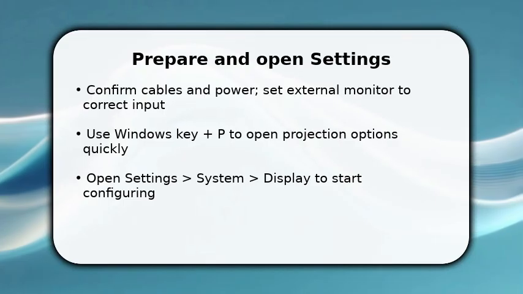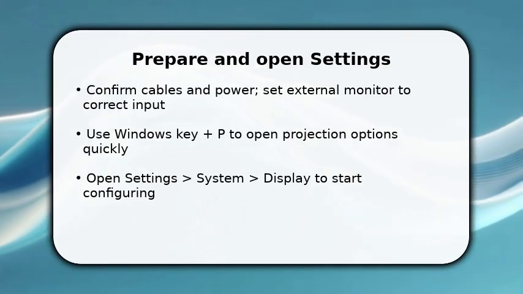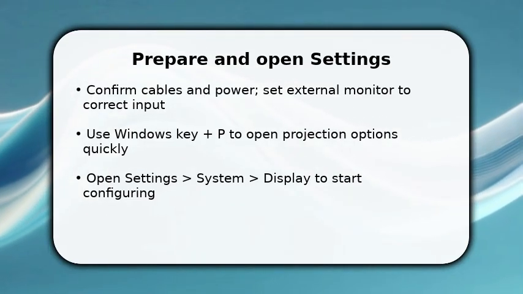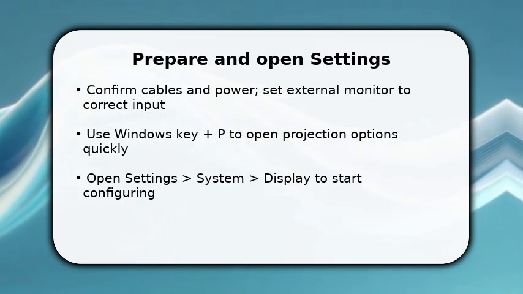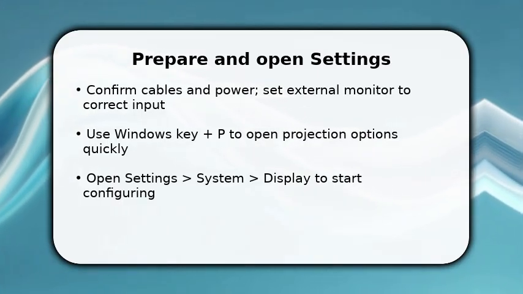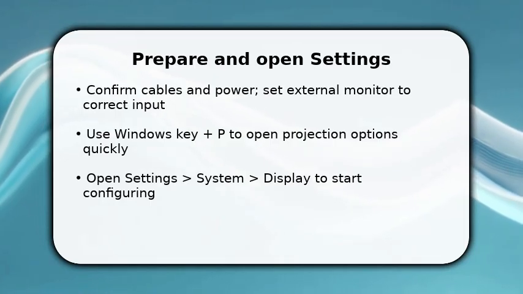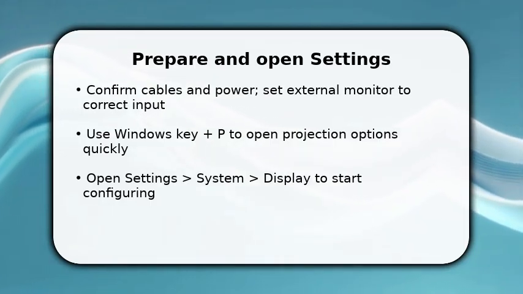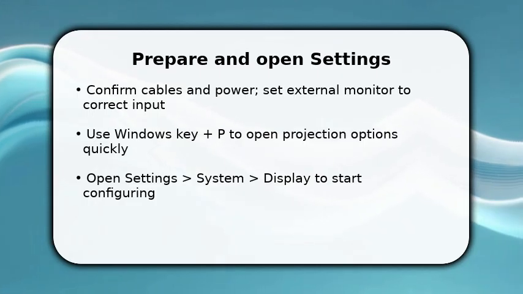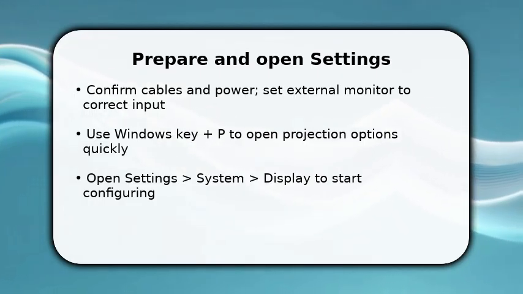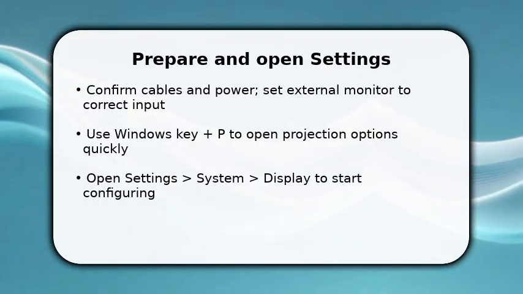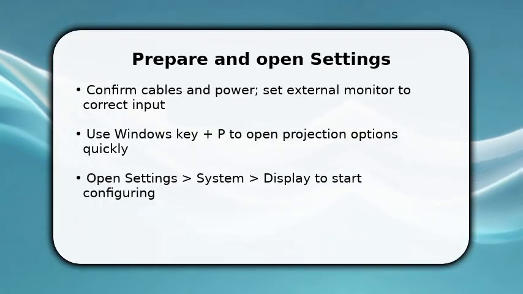You begin by confirming physical connections and power so nothing blocks the setup. Next, press Windows key plus P to bring up projection options. Choose Extend to start the process. Once done, open Settings, go to System, then Display to access resolution and layout. You need this panel because it shows detected screens and lets you rearrange them logically.